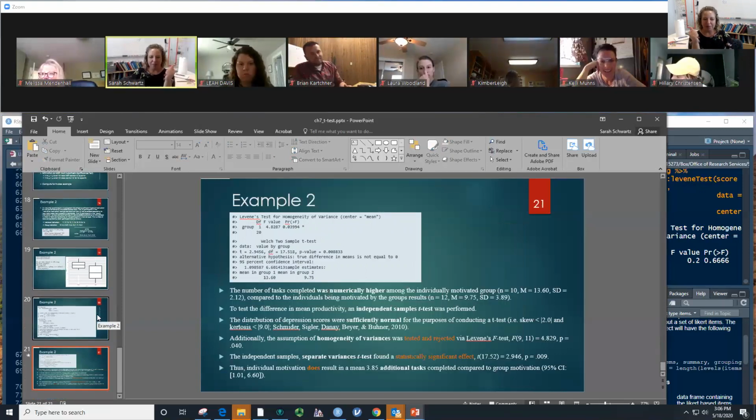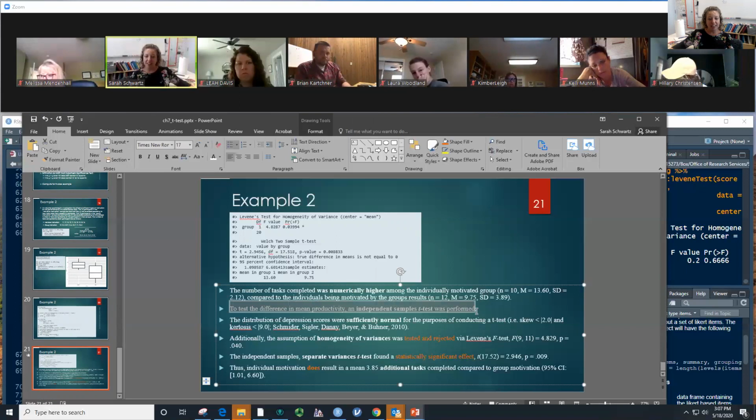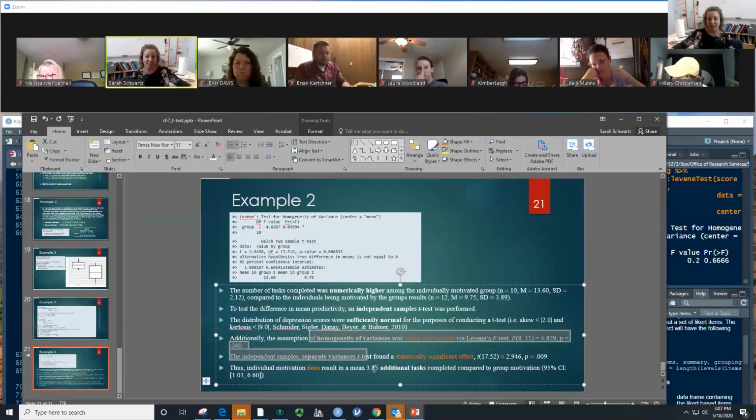So when we write this up, we want to include, now this is a really thorough write-up, descriptive information about the two groups, their sample size, average, and standard deviation. It tells which test we're going to do, independent groups t-test. It tells about the assumption of normality and homogeneity of variance. And notice it says at the onset it's going to do an independent samples t-test. And it's after the reporting of Levene's test of homogeneity of variance that it states that a separate variance t-test was used instead of the pooled variance t-test.